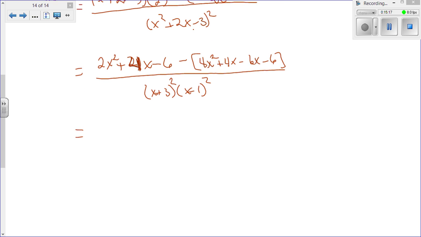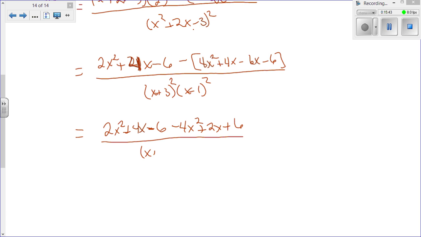So let's continue to clean up the numerator. 2x squared plus 4x minus 6. I'm going to combine like terms and distribute my ones. Minus 4x squared. And that becomes minus 2x. So multiplied by negative, I get plus 2x. And my minus 6 becomes a plus 6, all over x plus 3 squared, x minus 1 squared. My 6's cancel out.